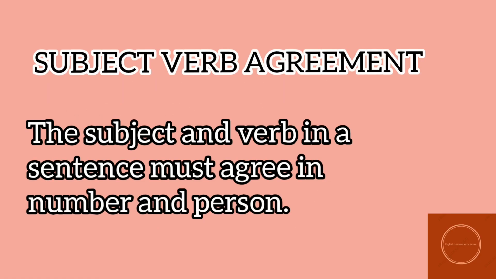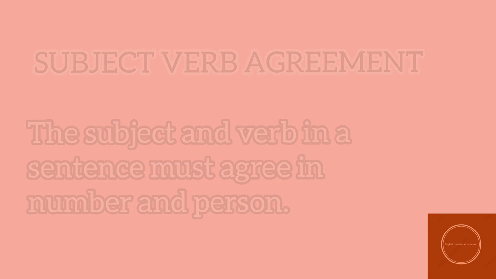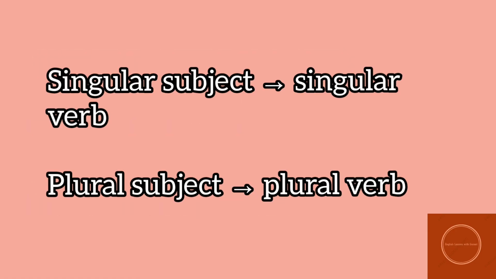Now, we have understood what a subject and a verb is, so let's move to our main topic, that is subject verb agreement. Simply put, the subject and verb in a sentence must agree in number and person. This is what subject verb agreement means. In simple language, a singular subject should have a singular verb and a plural subject should have a plural verb. Basically, your verb has to match your subject. So now if we are clear with the basics, we can move on to the rules.